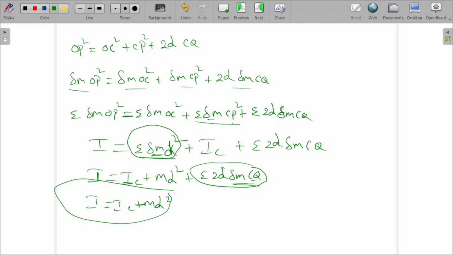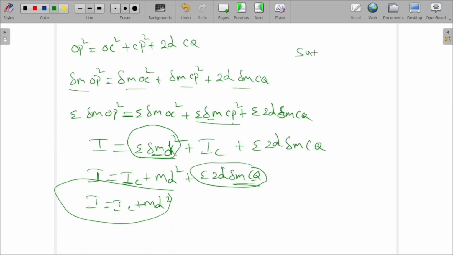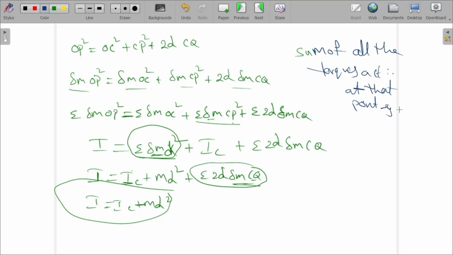Why will this total term be 0? At the point of P, this distance, that means in this axis, the moment of rotation at that point, the sum of all the torques acting at that point is 0. So the sum of all the torques acting at that point is 0, then the remaining is I equals IC plus m D square.